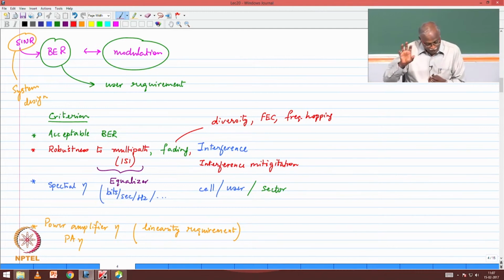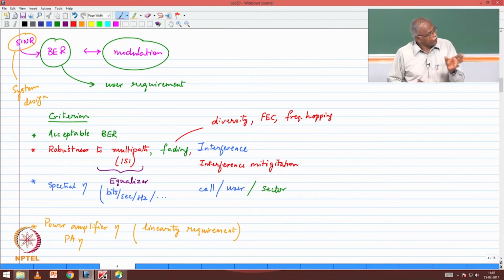Impairments could be in the form of just fading. That means there is no time dispersion. There could be a combination of fading and dispersion, that would be multipath ISI. Then it could also have interference from co-channel cells. Again, each of these has corresponding signal processing techniques, such as forward error correction. We should be able to implement them with reasonable complexity at the receiver.